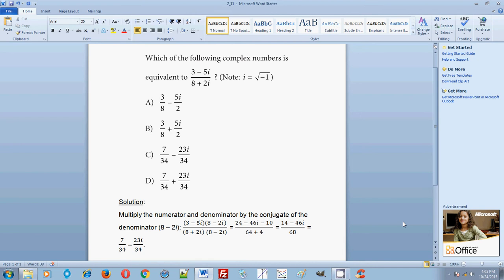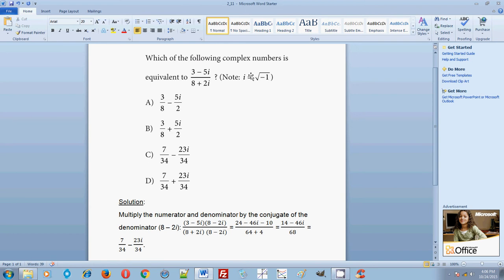It asks which of the following complex numbers is equivalent to (3 minus 5i) divided by (8 plus 2i). Now it gives you the fact that i is equal to the square root of negative 1. You know that no negative numbers are allowed inside the square root, which is why i is a complex number. A negative real number cannot be inside the square root, otherwise it's a complex number.